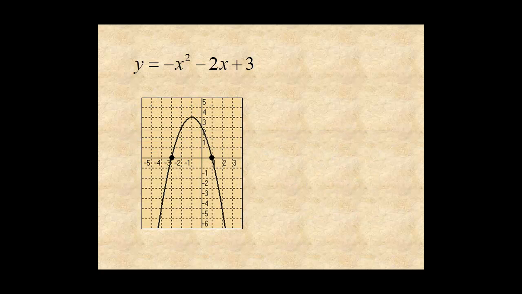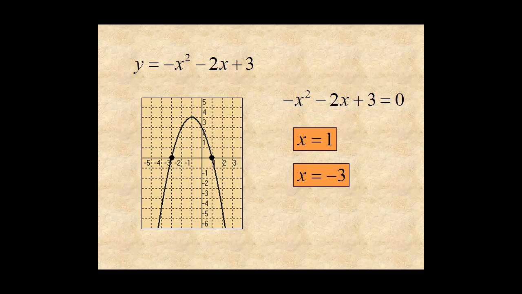So here's the quadratic function, its related quadratic equation, and the solutions to the equation. Notice the solutions are equal to the x-intercepts of the function. One of the solutions is x equals 1, which matches the intercept at 1 on the x-axis. The other solution is x equals negative 3, which matches the intercept at negative 3 on the x-axis.